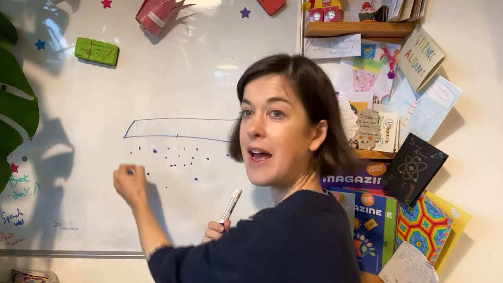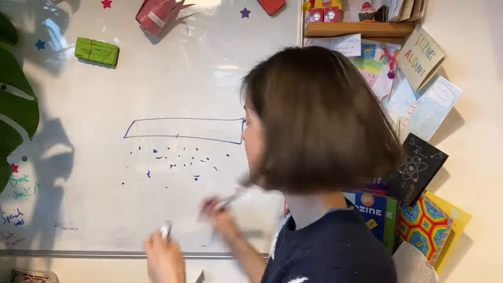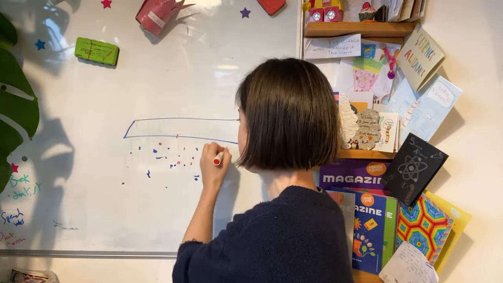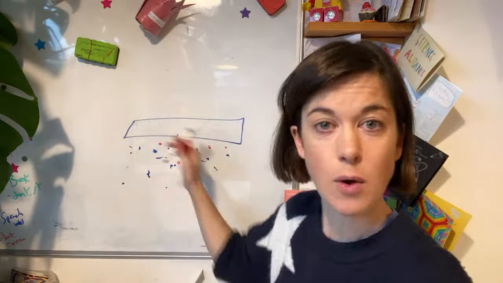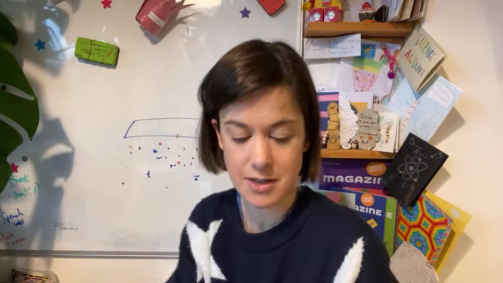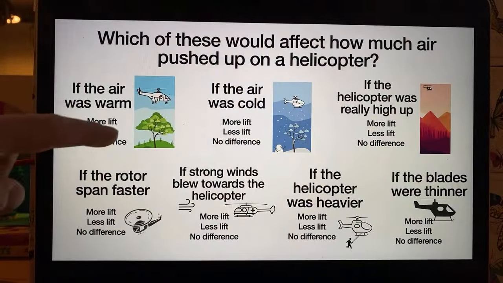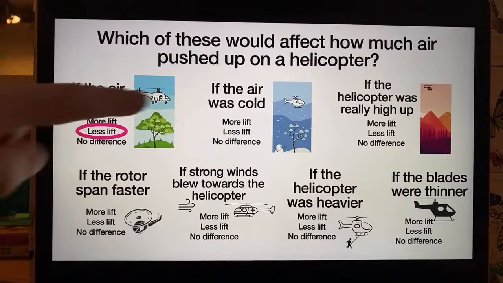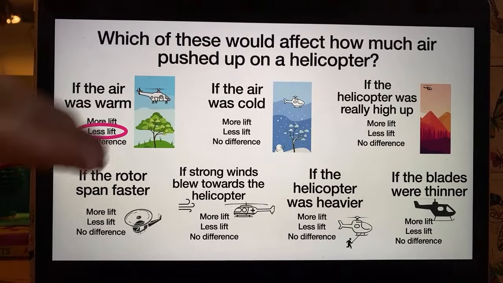If this is cold air, particles are closer together. If that air gets warm, the particles spread out. So if the particles are more spread out, there's fewer particles pushing up on the wing, right? There's just less air particles underneath the blade. I keep saying wing, you know what I mean. So the answer to the first one was, if the air was warm, there would be less lift. There would be fewer air particles pushing up on the helicopter's rotor. So less force.